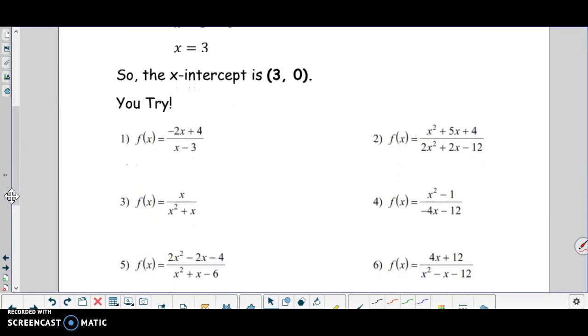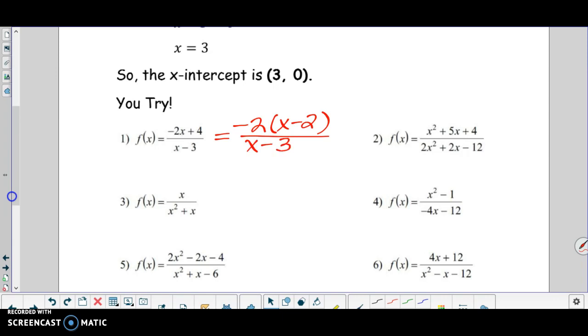We've done all of these. So negative 2x plus 4 over x minus 3. We've already done this one a few times on the other pages. We took out a negative 2. Left was x minus 2 over x minus 3.